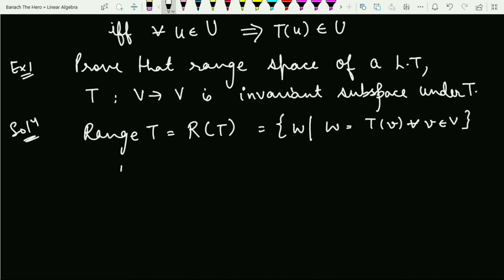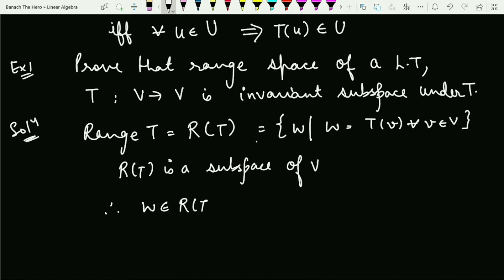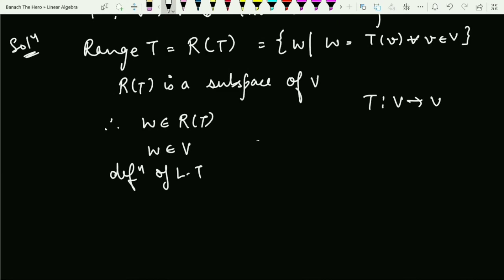Now because we know that range of T is a subspace, already proved in the previous video lectures, link added in the description. Since range of T is a subspace, therefore this w will belong to capital R of T. And what is the R of T? So T is a map which is defined from V to V. So what is R of T? That is a V only, right? So w belongs to capital V. So by the definition of linear transformation, T of w belongs to the range of T.